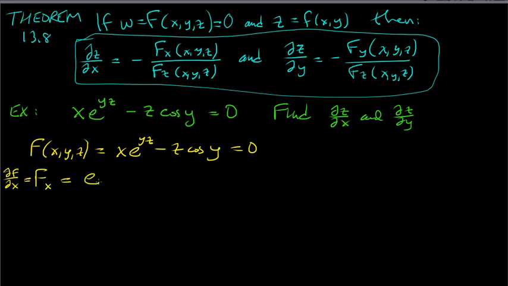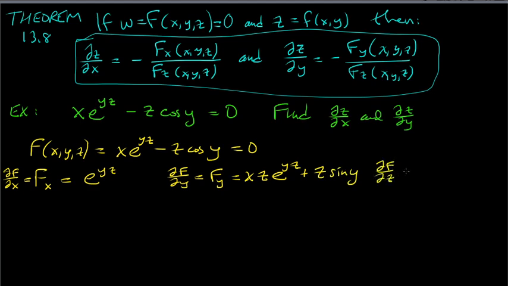So I think we just get e to the yz, right? And then the partial of f with respect to y, or f subscript y. Let's see, z is a constant, so we bring that in front. We get x times z times e to the yz. And then the derivative of cosine is negative sine, so we're going to get a plus z times sine of y. Right? So yeah, that's a long one. And finally, the partial of f with respect to z, or f subscript z.